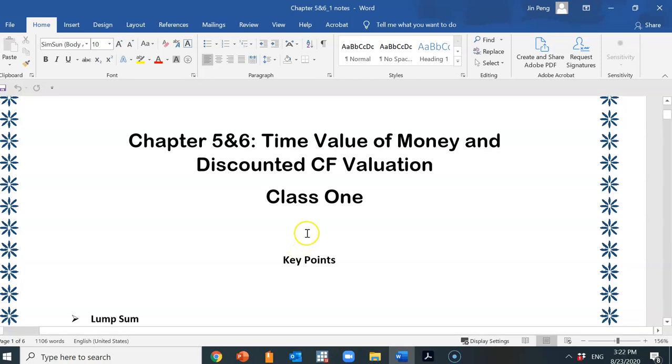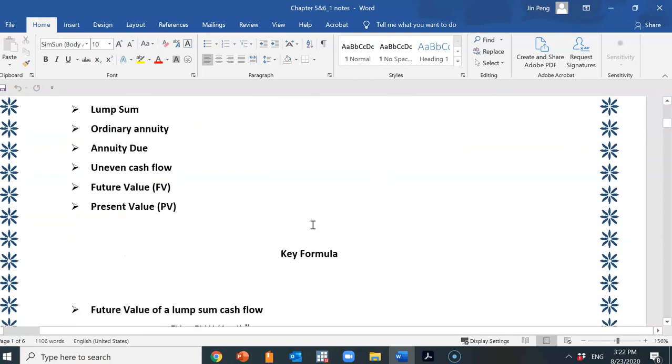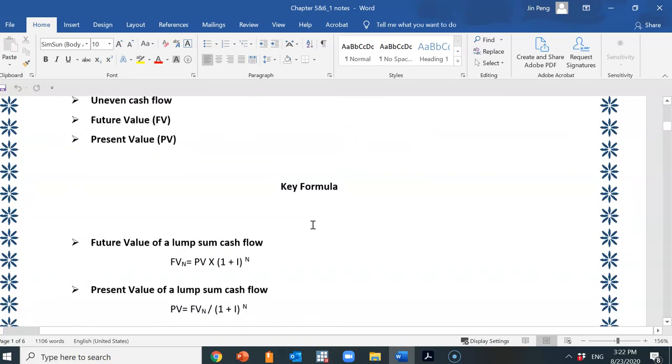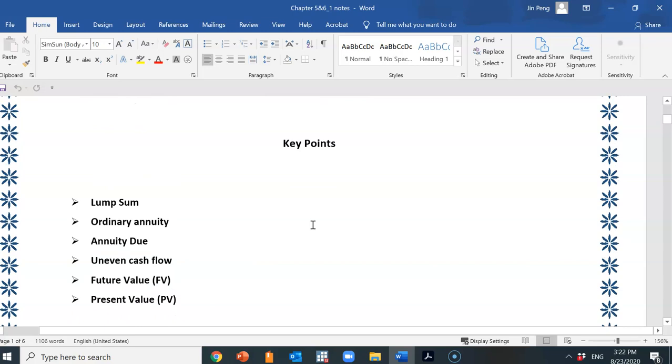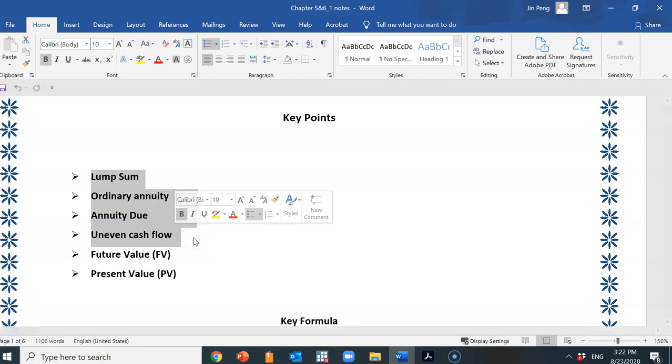You can see that on the first page, I am summarizing the key points and key formulas we're going to cover in the first class. The key concepts we're going to learn are 4 types of cash flows, including lump sum, ordinary annuity, annuity due, and uneven cash flow. These are the 4 types of cash flows we're going to cover in the first class. And then we're going to introduce the concept of future value and present value.